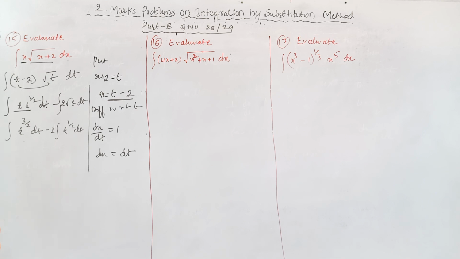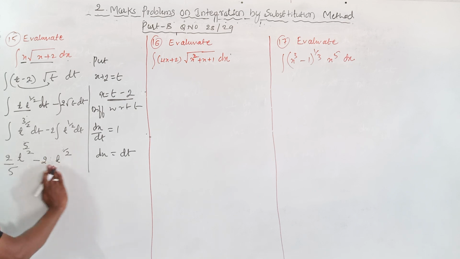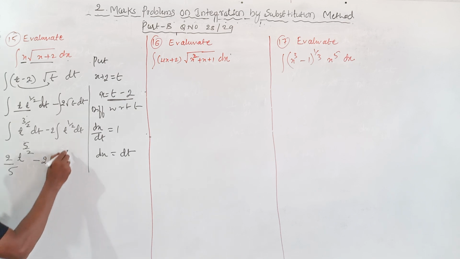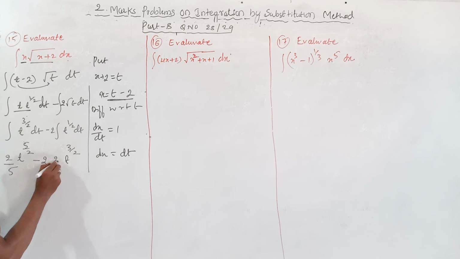Now integration of t raised to 3 by 2: 3 plus 2 is 5 by 2, and its reverse is 2 by 5. Minus 2 times t raised to 3 by 2, and its reverse is 2 by 3, plus c.